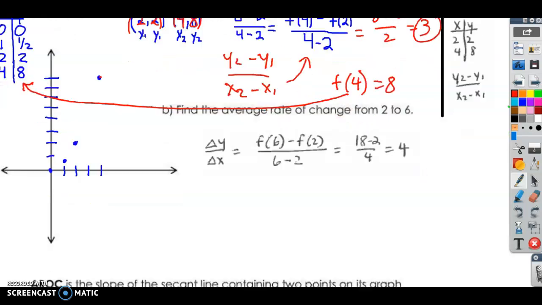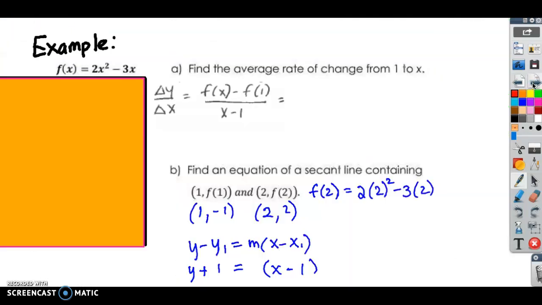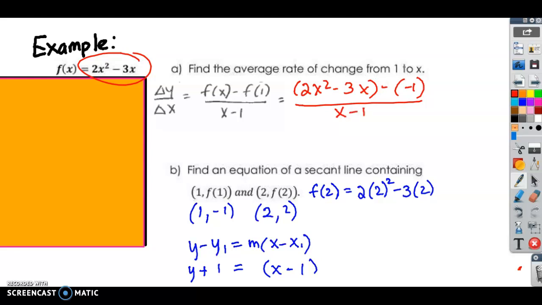Now, one more thing. Hopefully I have time for it. If you have to find the average rate of change from 1 to x. Okay, so x is your second point, right? We don't know what it is, so we've got our equation here, so let's just go ahead and plug that in. F of x is 2x squared minus 3x, and then minus f of 1, which is negative 1. In our denominator, x minus 1 just stays x minus 1. And that becomes 2x squared minus 3x plus 1 over x minus 1.